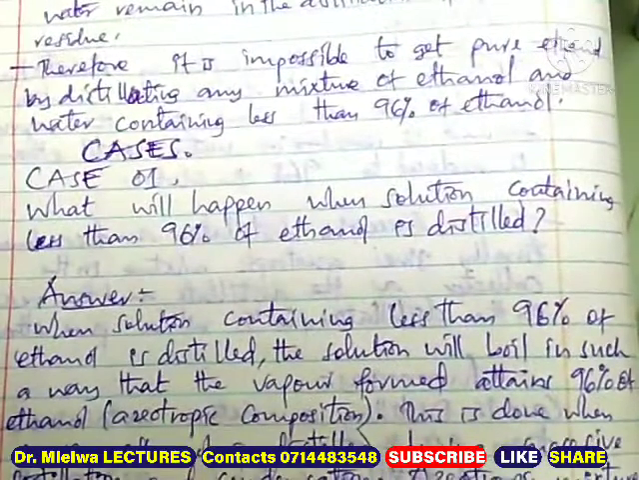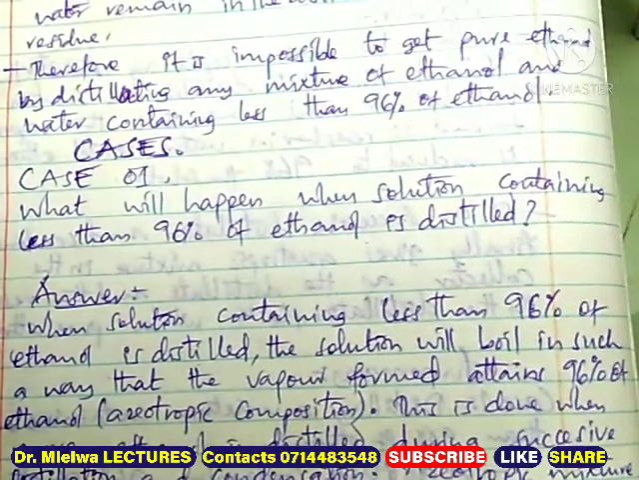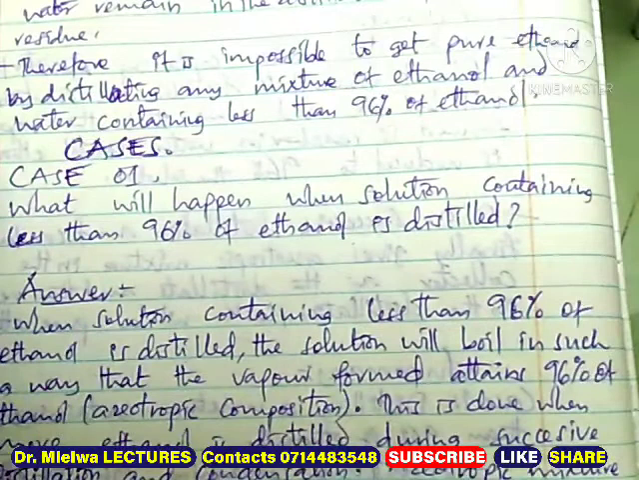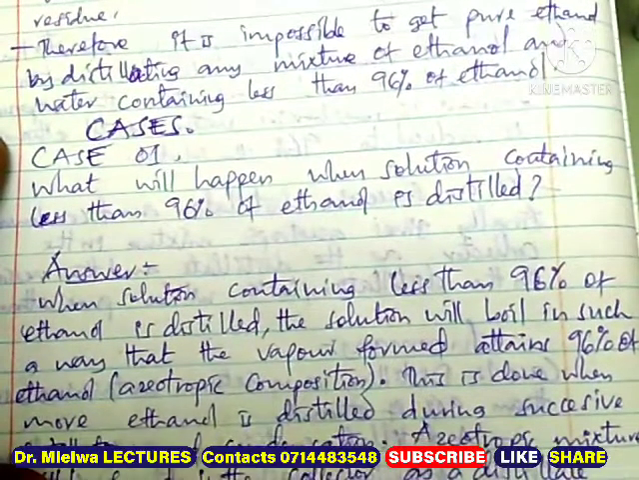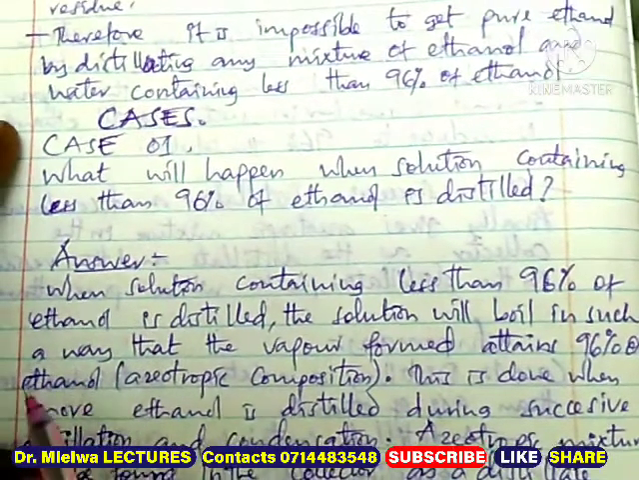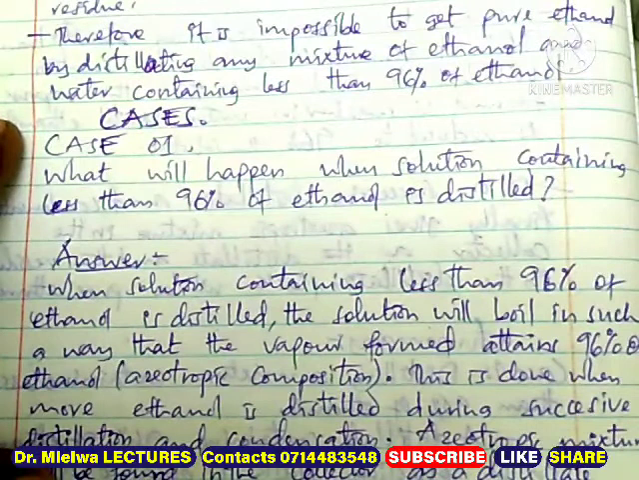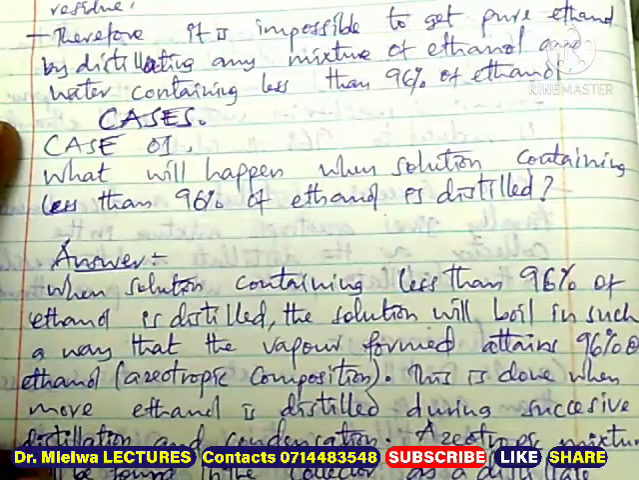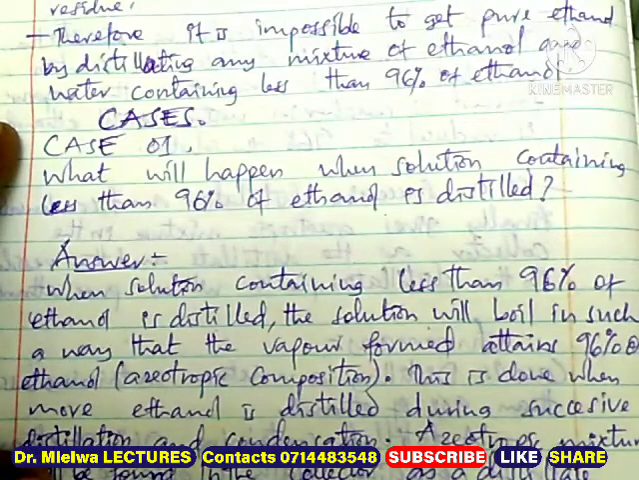Let's have case 1. In case 1, what will happen when a solution containing less than 96% of ethanol is distilled? Now again remember, if it contains less than 96% of ethanol, it means the percentage of ethanol is small. If the percentage of ethanol is small, it means water is in excess. So what do we need to reduce? Water. So on successive distillation and condensation, we will get pure water as residue. Why? Because water is in excess. Pure water as residue and the azeotropic mixture as distillate.